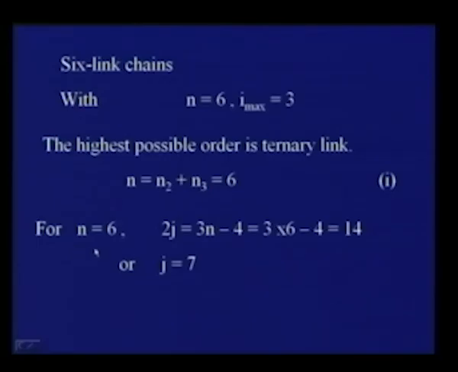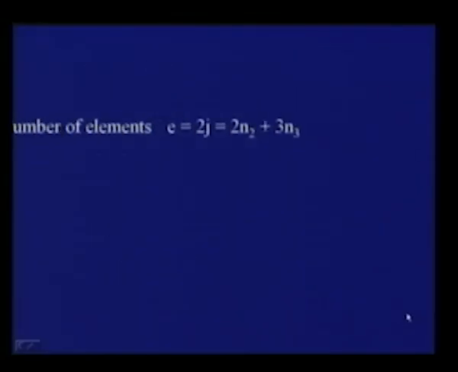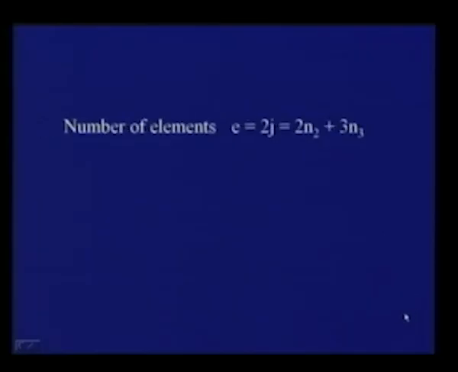Now, for n equal to 6, to satisfy Grubler's criterion, 2j must be equal to 3n minus 4, that is 3 into 6 minus 4, which is 14. That is, j is equal to 7. Now, we have got one equation, numbered equation 1, in terms of two unknowns, n2 and n3. So, we derive another equation involving n2 and n3 by counting the number of elements. The number of elements E is given by 2j, which is also given by 2n2 plus 3n3.